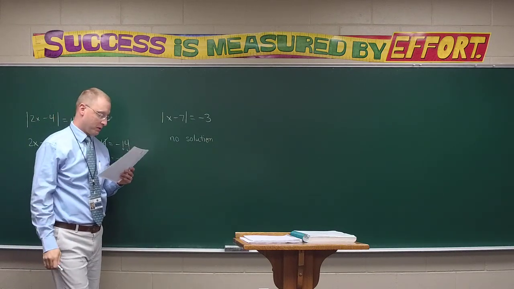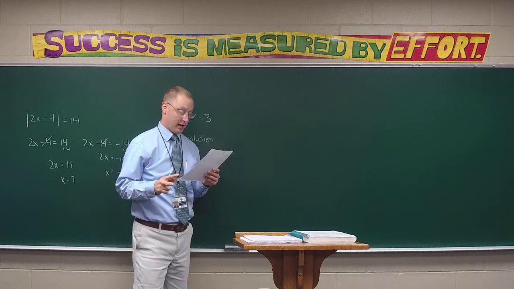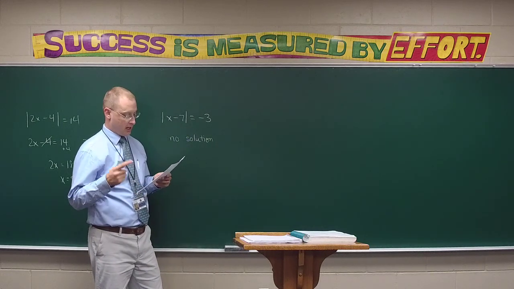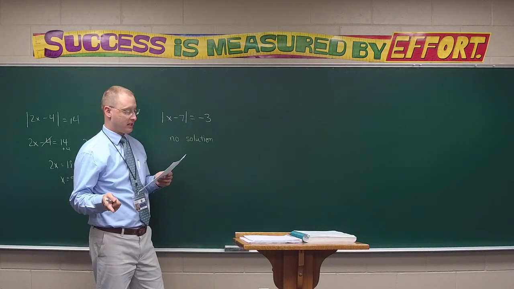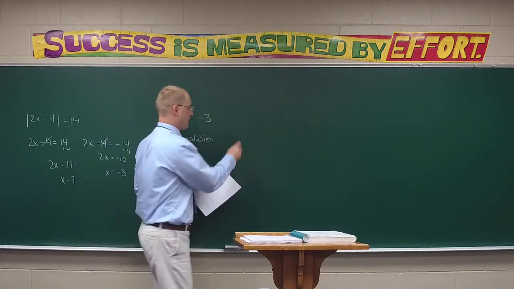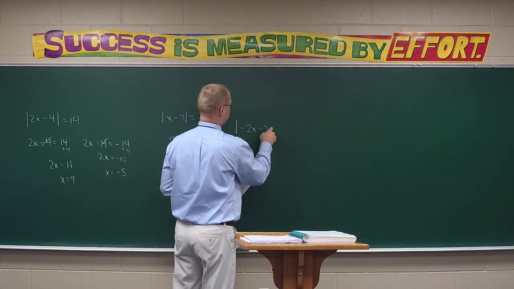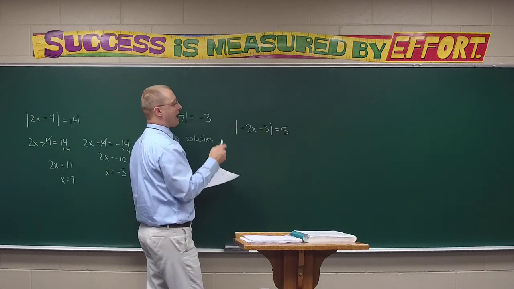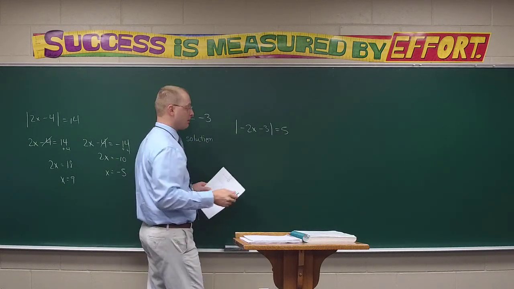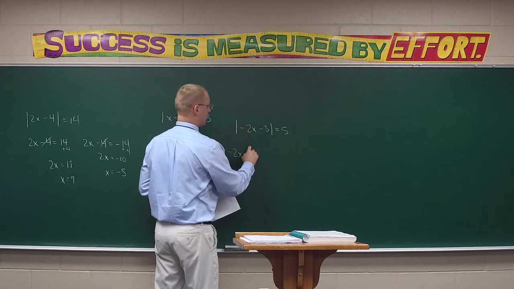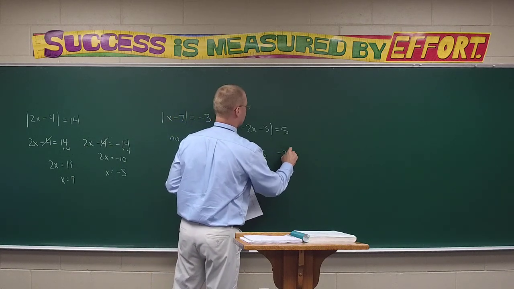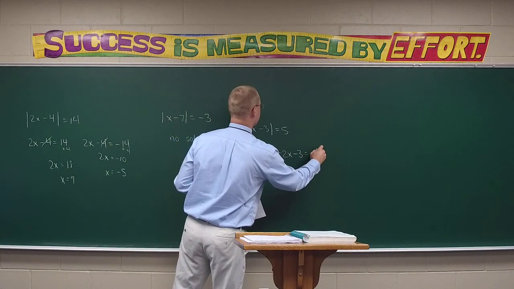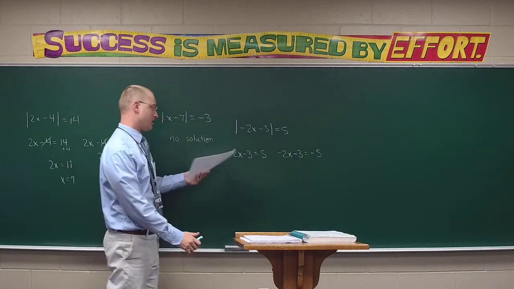Excellent. Number 3. What do we need to do here, Abby? 2 steps, actually. Add 5 to get 20. And then divide by 4 to get the absolute value of negative 2x, negative 3 is equal to 5. Now that it's isolated, now we do what? Make 2 equations. Equal to 5 and negative 5. Positive, negative. So it's always about the positive, negative, just whether it's equal to, inside or outside. In this case, equal to.